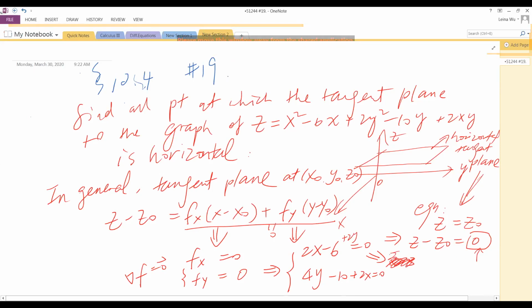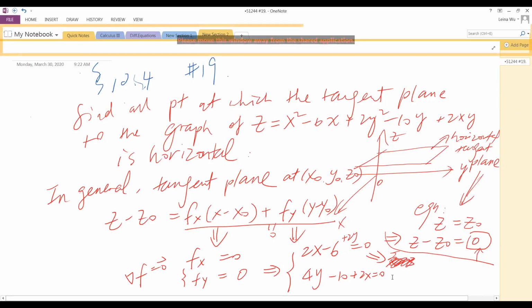So we're just going to solve this system of these two equations: 2x minus 6 plus 2y equals 0, and 4y minus 10 plus 2x equals 0. Once you reach this step, I think it will be easy for you. Just solve the system of equations for x and y. The key here, when it comes to a horizontal tangent plane, is that the gradient, which is analogous to the slope, needs to be 0. So partial x and partial y are both set equal to 0.